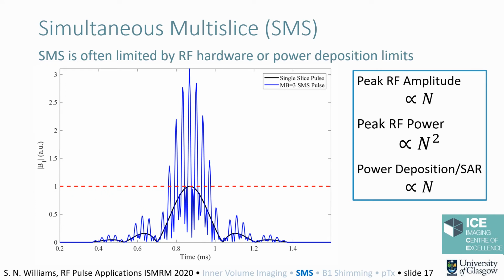Aside from coil sensitivity and parallel imaging limits, there are 2 major factors that constrain the overall multiband factor of an SMS acquisition: the hardware limits of the RF amplifier and the safety limits of SAR deposition. Both scale proportionally with the multiband factor n, and it follows that peak RF power scales with the square of n. We can see this in the figure where a single slice RF waveform in black has a normalized peak amplitude of 1, and the multiband factor 3 pulse generated with a single slice waveform has a peak amplitude of roughly 3.